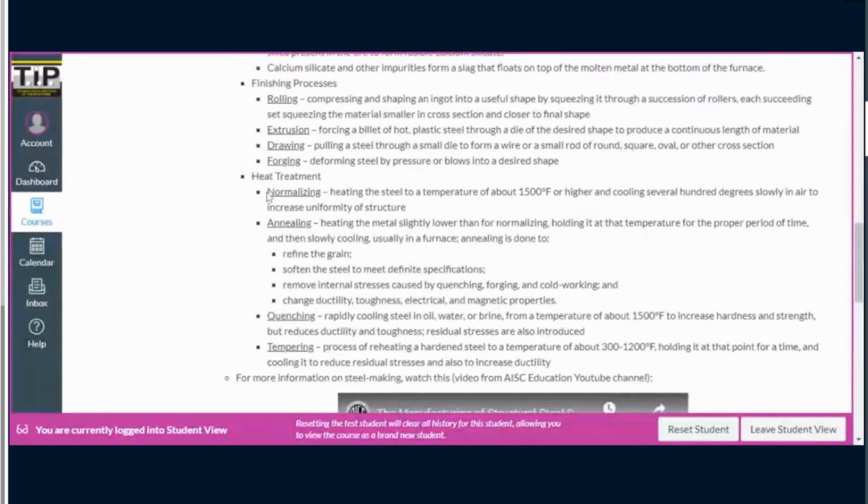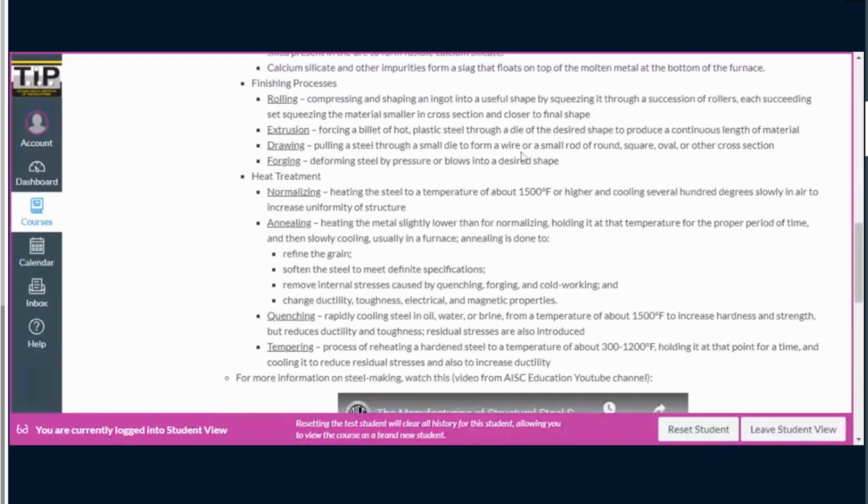So we have normalizing. After you finish the steel, you heat it to a temperature of about 1,500 degrees Fahrenheit or higher, and cool several hundred degrees slowly in air to increase uniformity of grain size structure. Okay, so next, we have the annealing. Annealing is a process of heating the metal slightly lower than for normalizing.